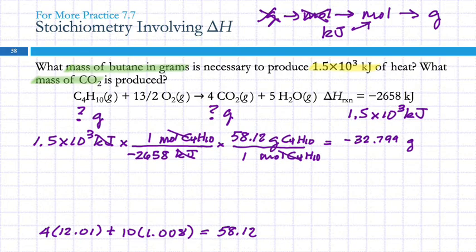Is that okay? We can't have negative mass. What happened? Produced. It was producing this much heat. So that should probably have a negative sign because it's being produced, right? So then if we do that, now we get a positive number. And 2 sig figs. So 33 grams of butane needed. That's the first question.